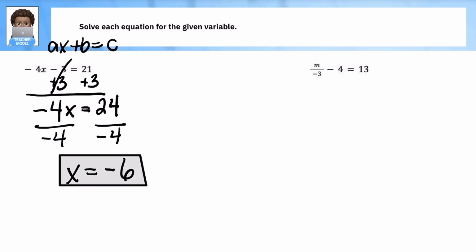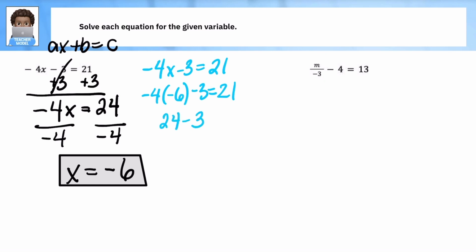See, we went slow and now we're moving a lot faster. Go back and double check your work. Take your original equation. We're going to substitute our solution. Negative 4 times negative 6 is 24. 24 minus 3 is 21. And we're done.